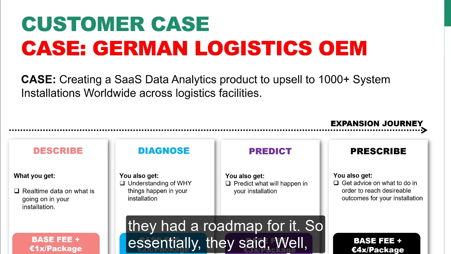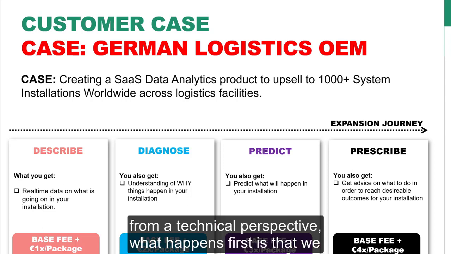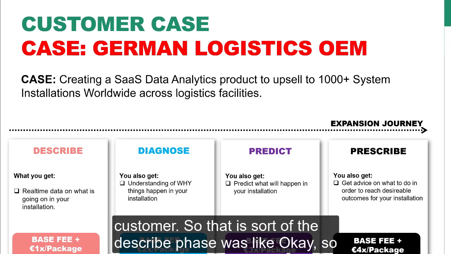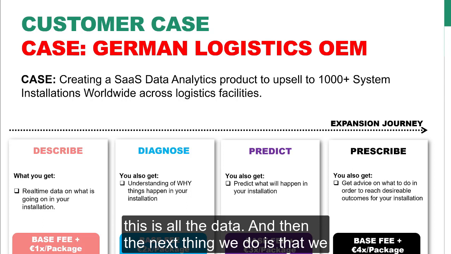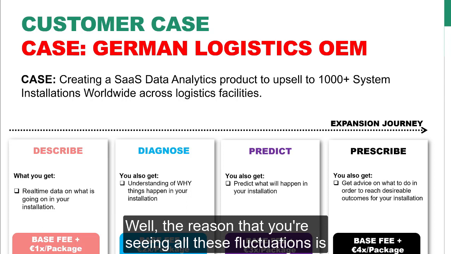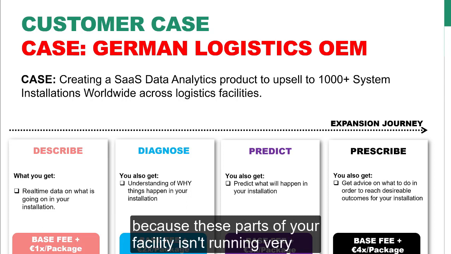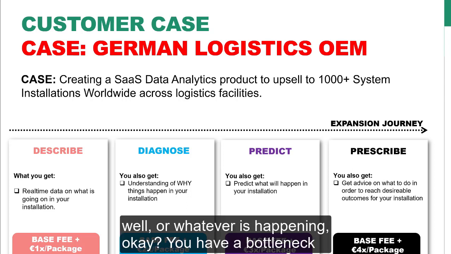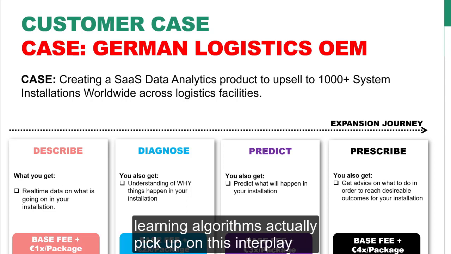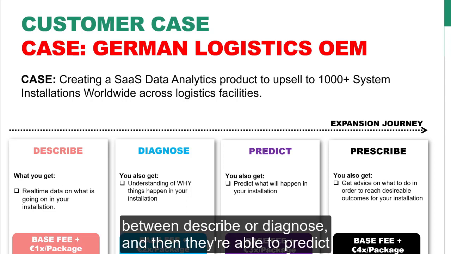Essentially they said, from a technical perspective, what happens first is that we take all the data out of the machines and show it to the customer. So that is the describe phase. We're saying, okay, this is all the data. And then the next thing we do is tell them what the data means. So we diagnose the data. We say, the reason that you're seeing all these fluctuations is because these parts of your facility aren't running very well, or whatever is happening. You have a bottleneck, something like that. And then they said, the next step is that our machine learning algorithms pick up on this interplay between describe and diagnose, and then they're able to predict.